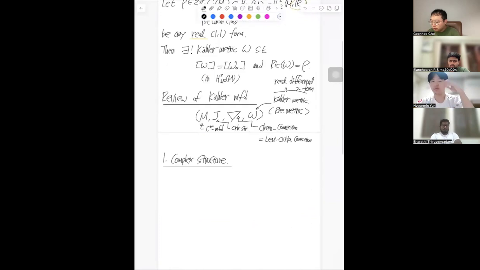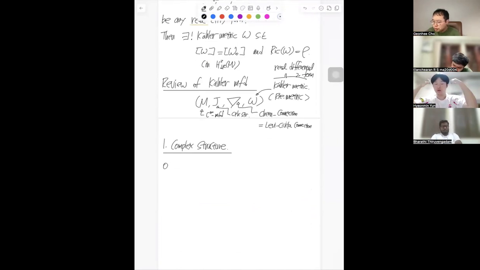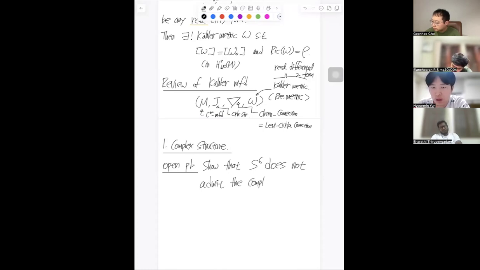I think one of the most famous open questions first, because this is also a research conversation. An open problem you might have heard about is the following. Show that the six-dimensional sphere does not admit a complex structure. This is a very famous classical open question.